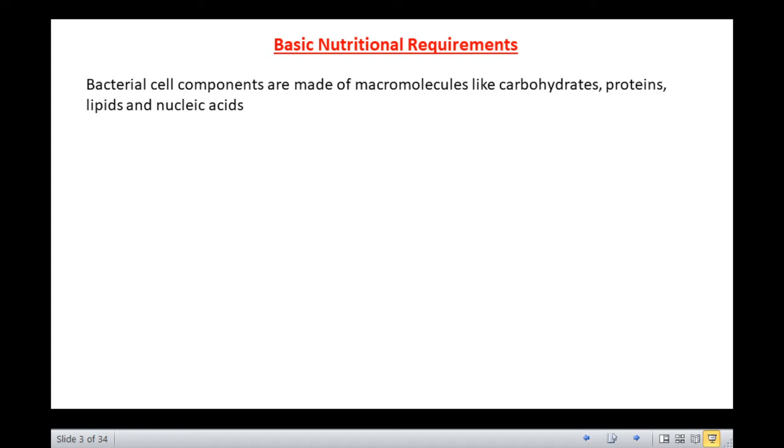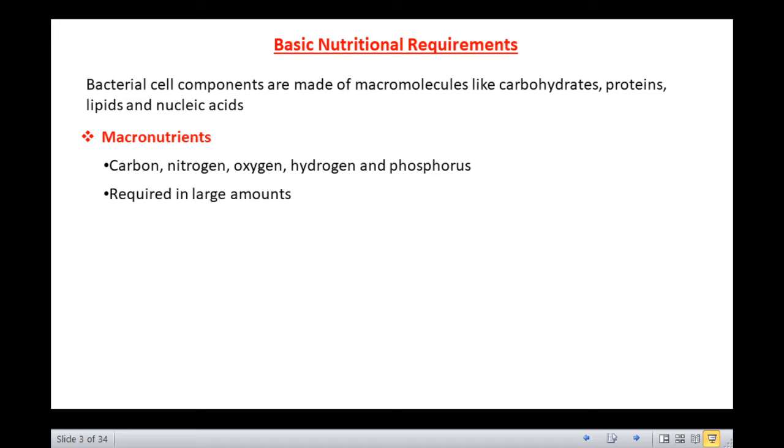The cell mainly requires macronutrients like carbon, nitrogen, oxygen, hydrogen and phosphorus for making these cellular components. These elements are required in large amounts and they account for more than 95% of the dry cell weight.